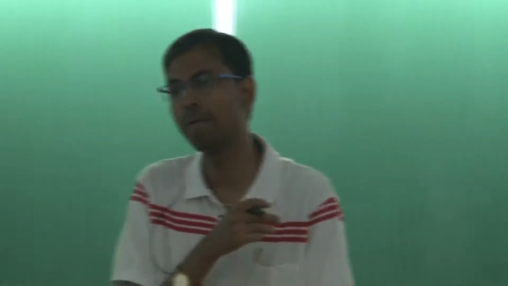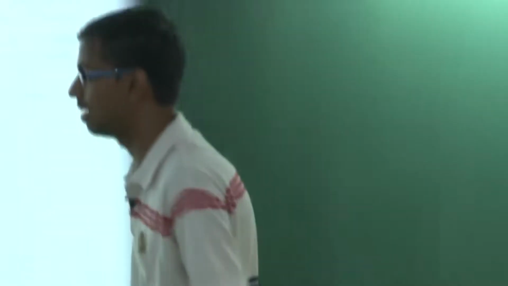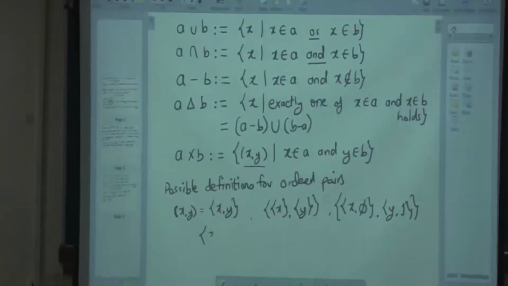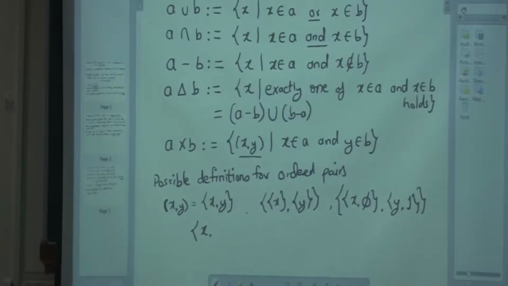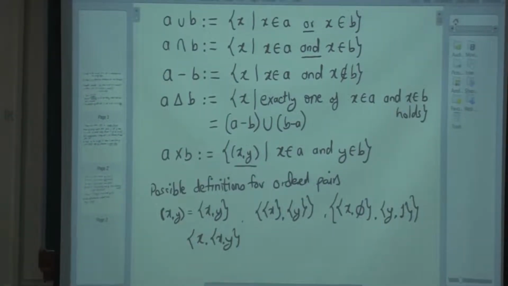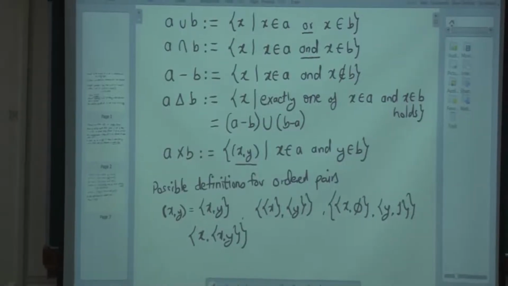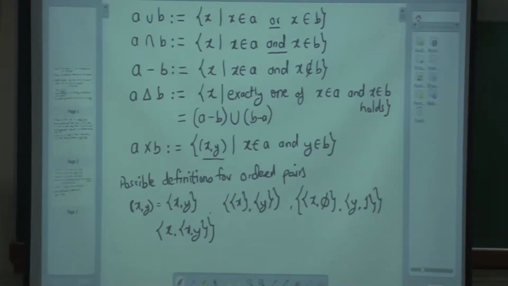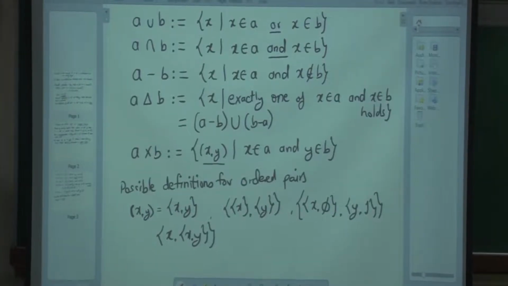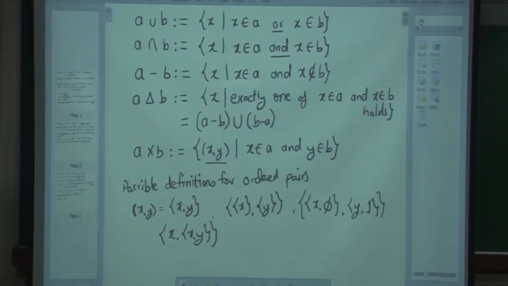Any other idea? Yes. You can take a set with two elements, one being x, and the second being the set containing x and y. Yes. Okay. One is x and the second containing x and y. Will this work? There don't seem to be any objections, not that we are in a court.